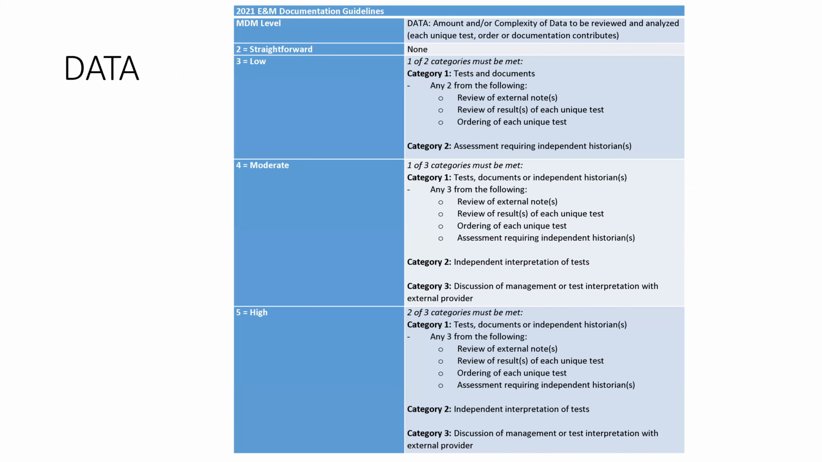All right, so from a data standpoint, of course, we're always trying to get the level 4 in data. If you can remember the categories 1, 2, and 3, category 1 being any 3 of those test documents or using an independent historian, which an interpreter does not count. I'm not able to get 3 in this case. Category 2 is independent interpretation, and category 3 is discussing it with an external provider.